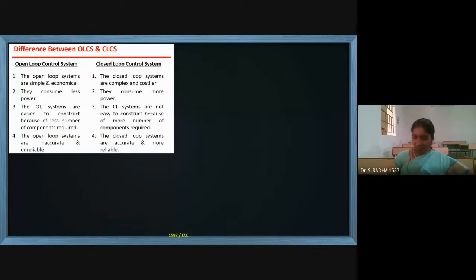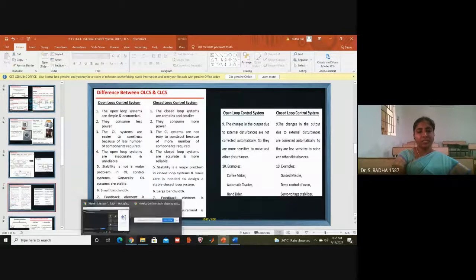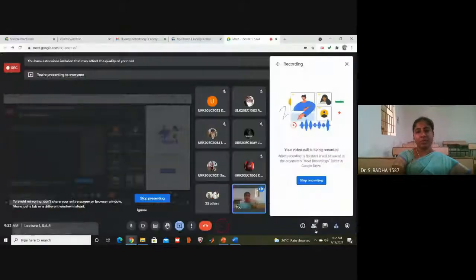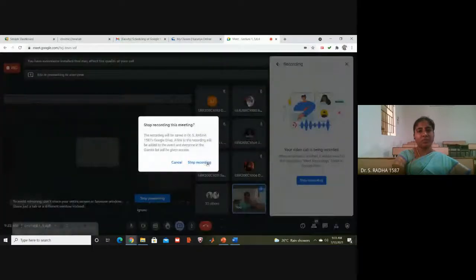And this is about what we have seen, open loop and closed loop system. We have checked the block diagram, how it will be, and we have seen the different examples for open loop and closed loop system. Next, we will go with the difference.